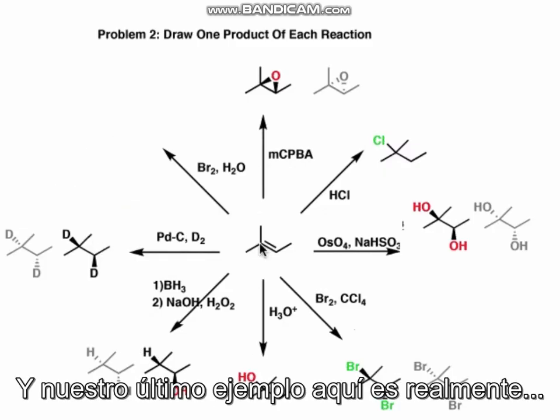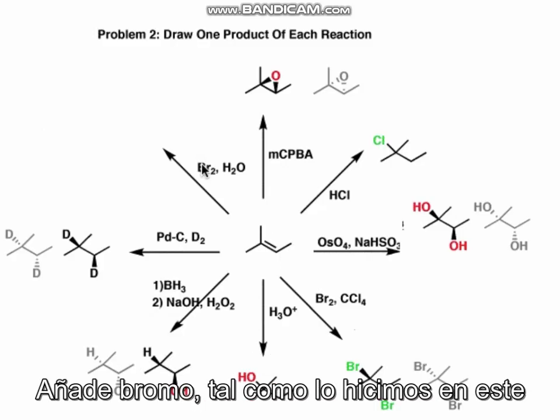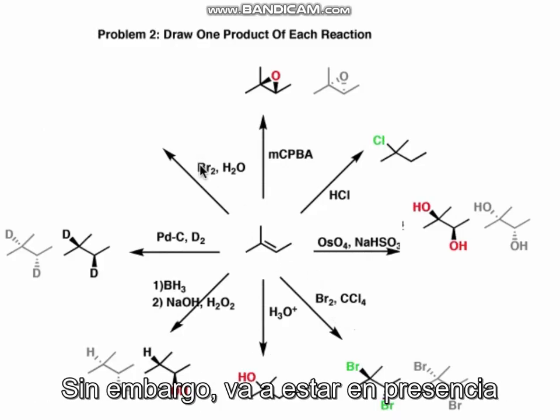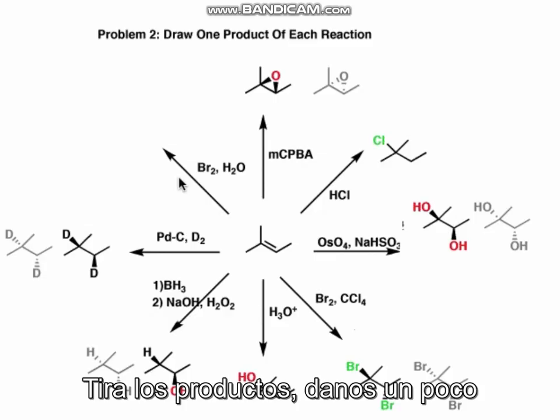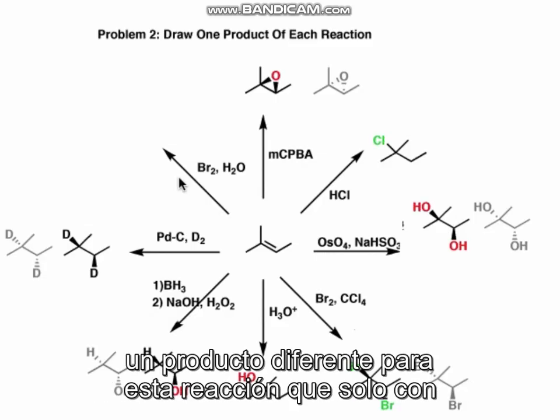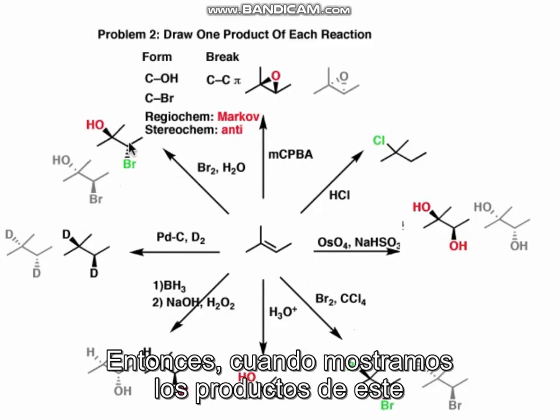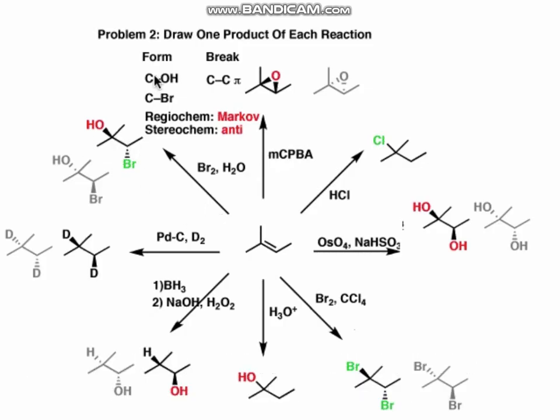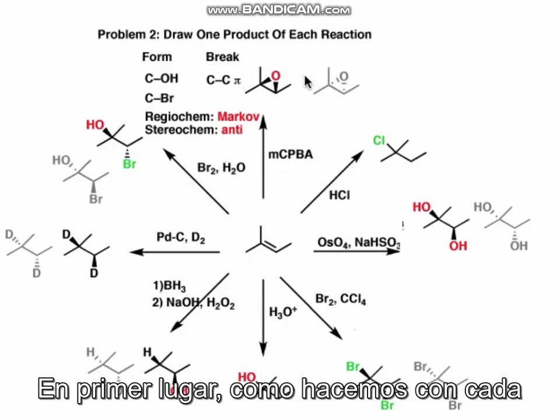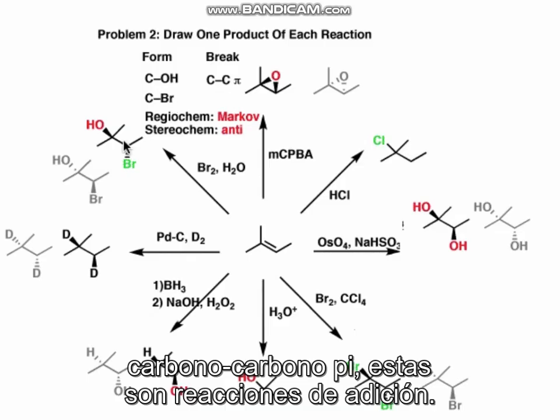And our last example here is a really interesting case. Starting with an alkene, we're going to add bromine, just like we did in this previous example. However, it's going to be in the presence of water. And as we'll see, this gives a slightly different product than just bromination. So when we show the products of this reaction, first of all, as we do with every single one of these reactions, we're always breaking the carbon-carbon pi bond. These are addition reactions.